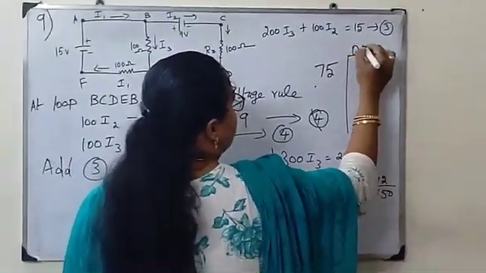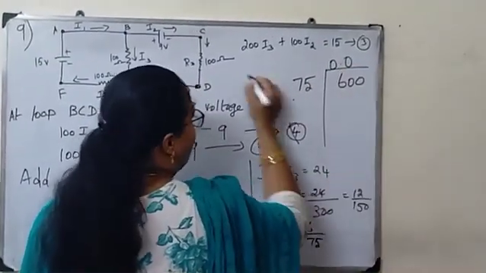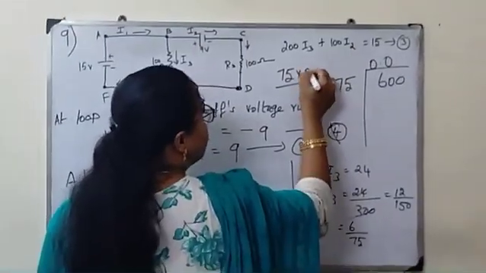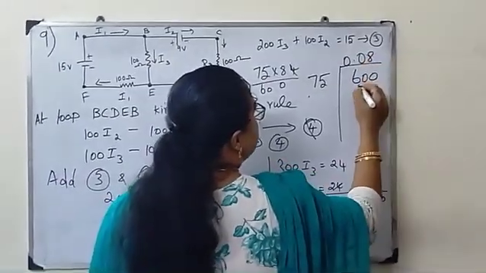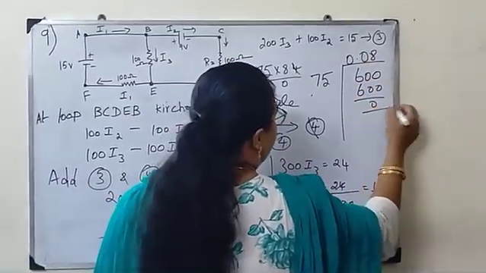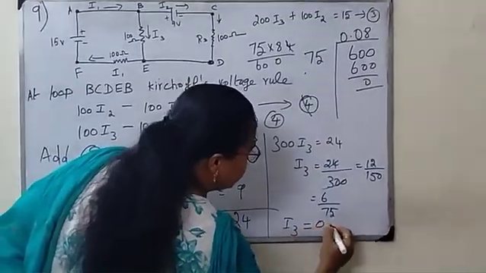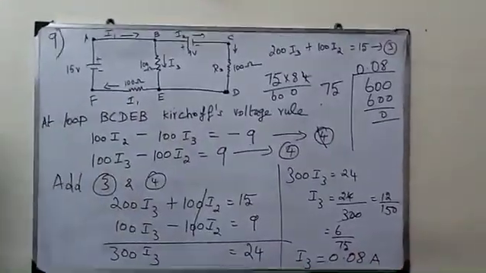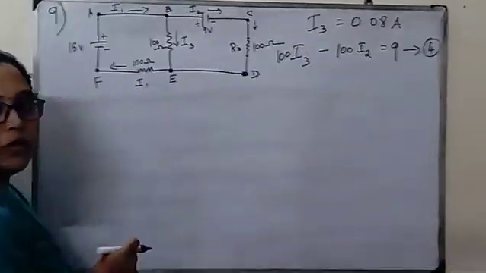Put a 0, 0 point. Again it won't go, it's a small number. Put a 0, then one more 0. 75 you can try with 8 times. 8 5s are 40. 7 8s are 56 plus 4 you will get 60. So 8 times 600. Okay. So you got the value of I3. I3 is equal to 0.08 amperes. Okay students, we have got the value of I3 like this, 0.08 ampere.